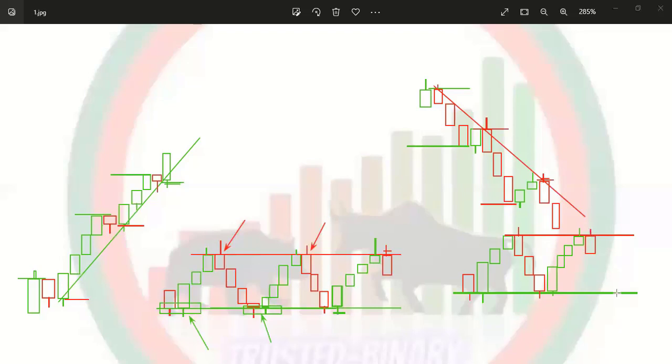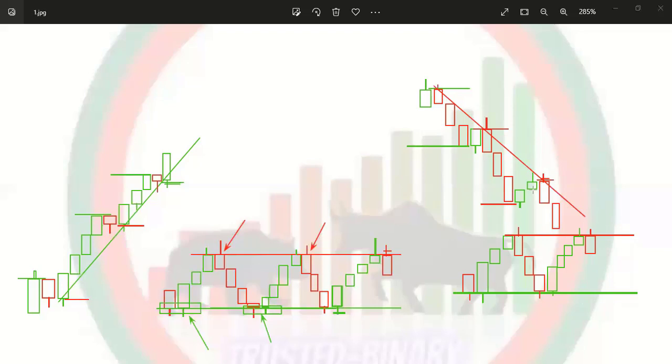So now this line is the buyer's area, and this line is a seller's area. So this is the horizontal buyer's area, and this is the horizontal seller's area. Now the same thing happened here. See, when the market came here, the market fell down. Again the market came here, sellers entered. So that means this area is a seller's area. If I draw a level like this, this area is a seller's area.